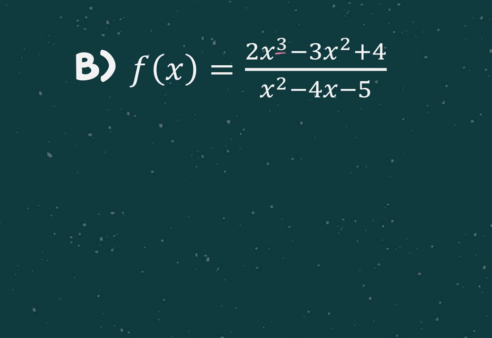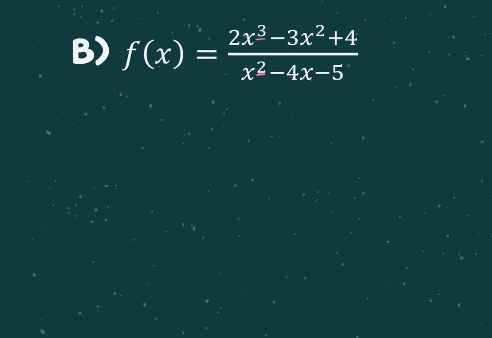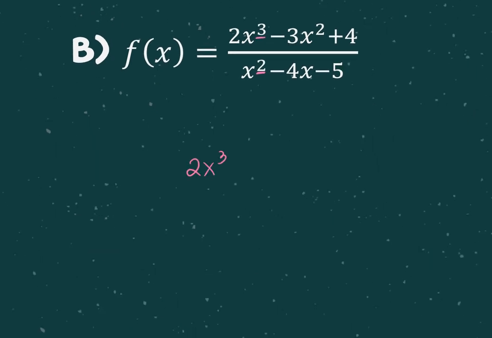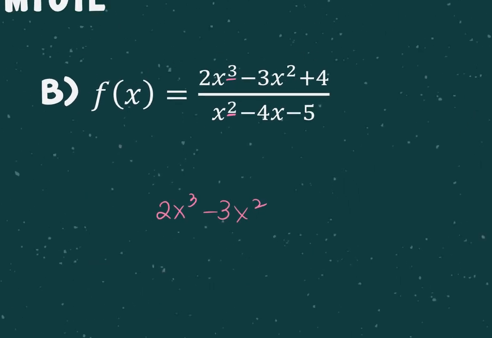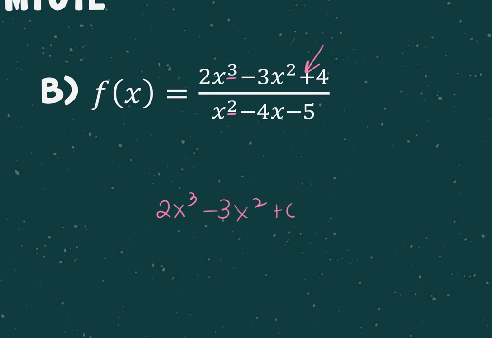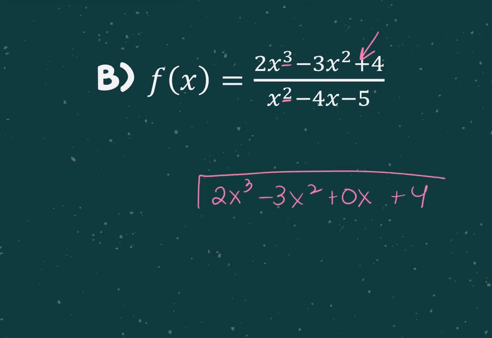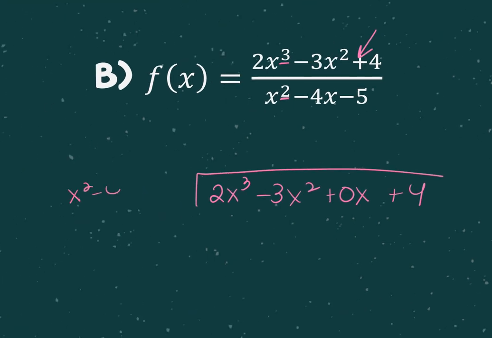Again, look at your degree, top and bottom. The one on the top is one more than the bottom, so I know it does have a slant. In this case, we cannot use synthetic division. If it is not x plus or minus something to the first degree, then I can't use synthetic. So I take the numerator, 2x to the third minus 3x squared. There is no x term, so I add in a 0x plus 4. Divide it by the divisor, x squared minus 4x minus 5.